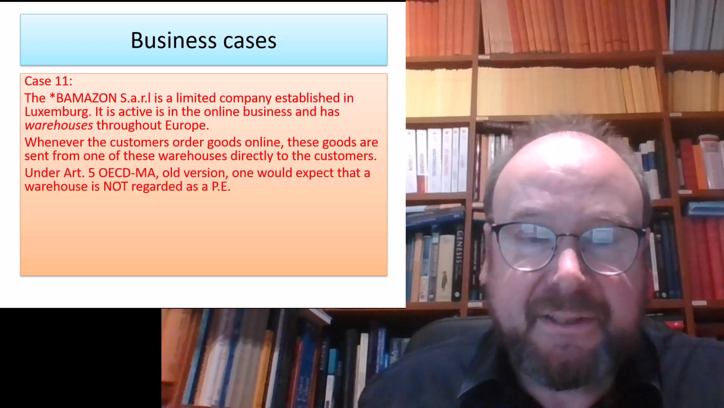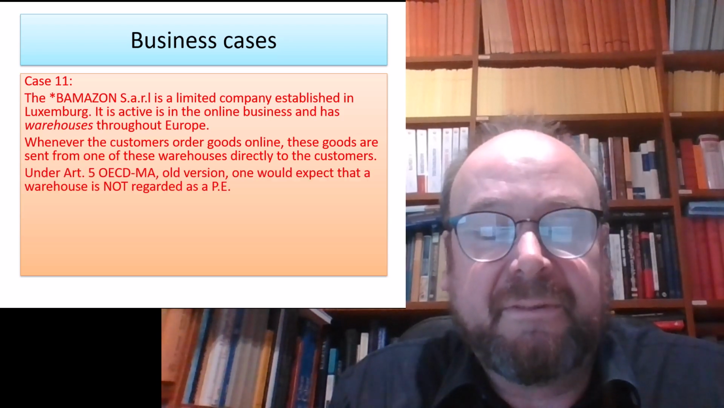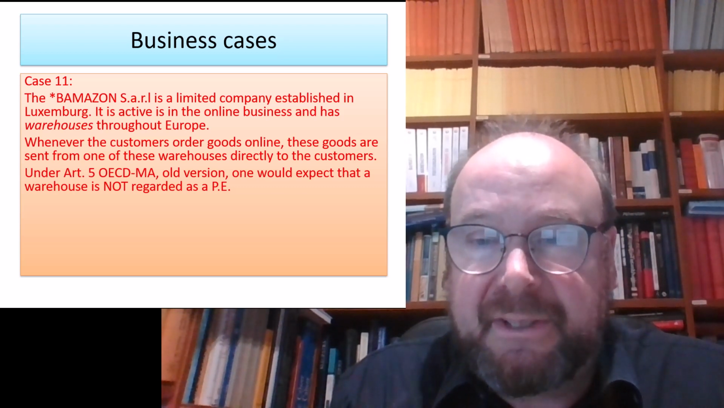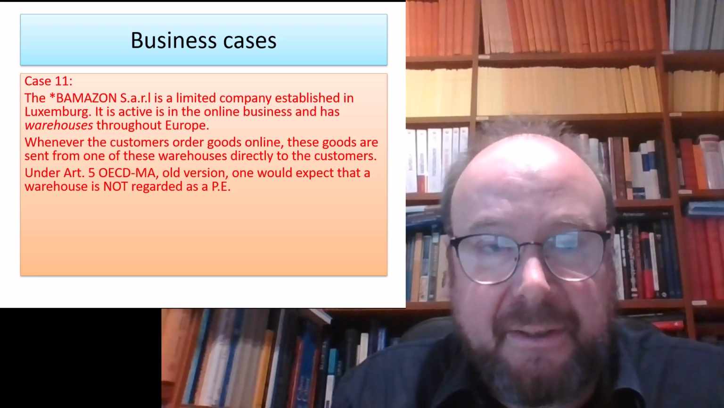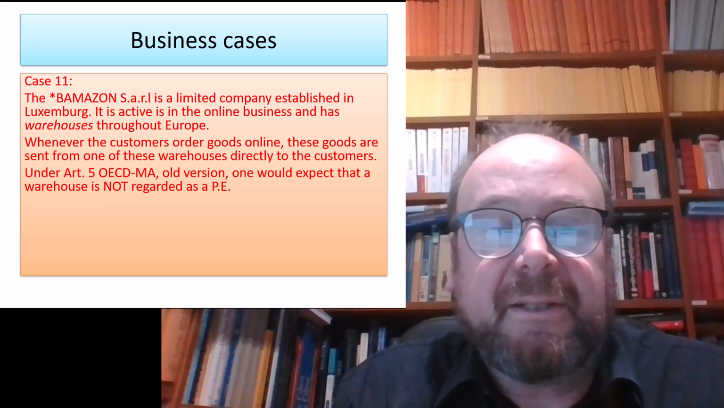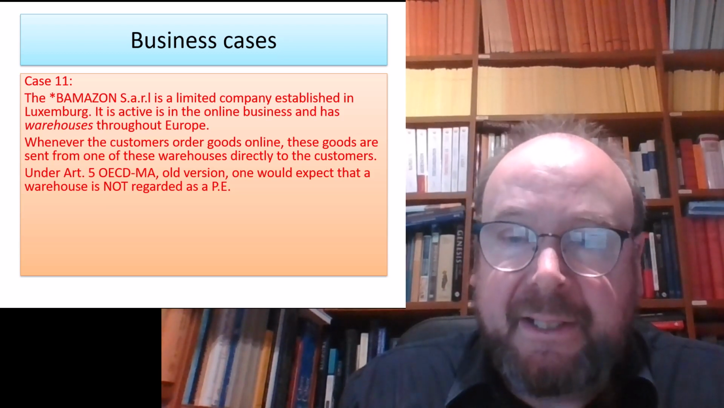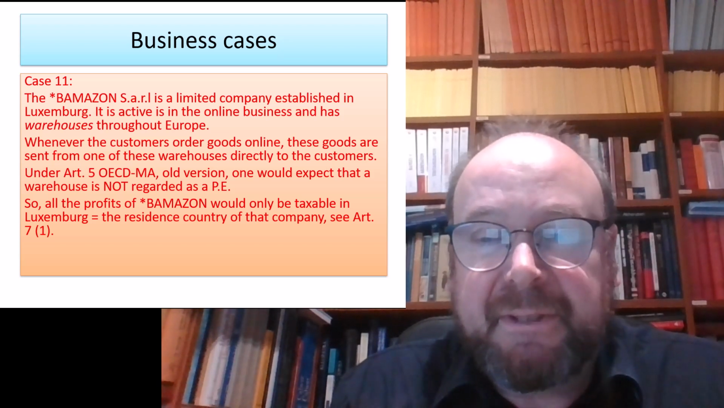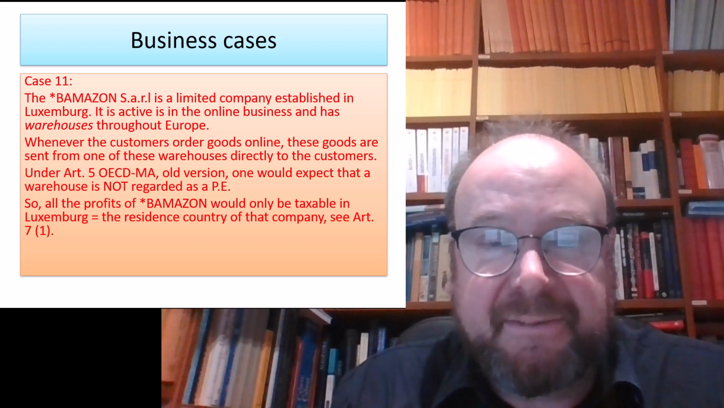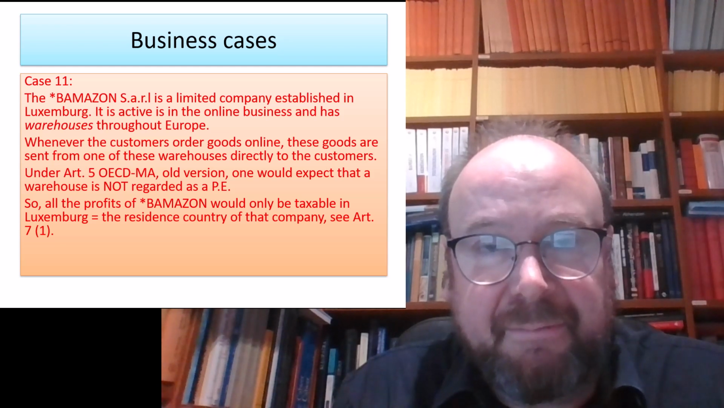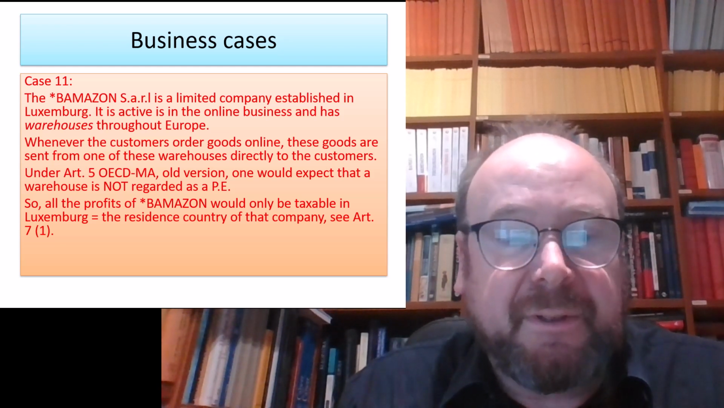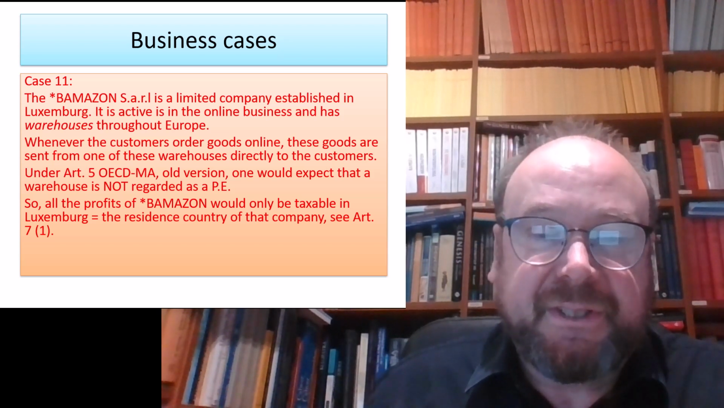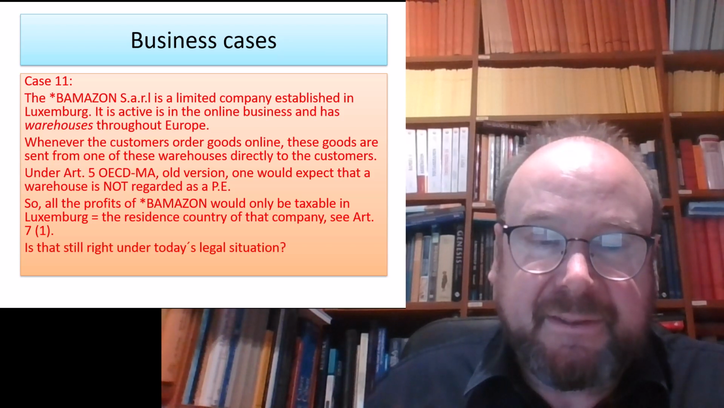And now under Article 5 OECD Model Convention in the old version, one would expect that a warehouse is not regarded as a permanent establishment. You remember that beer factory with the storage room in Belgium. So all the profits made by BAMA zone would only be taxable in the country of residence, so only in Luxembourg, although they cover the whole European market with a network of a mass of warehouses. The question is, does this still work under today's legal situation?